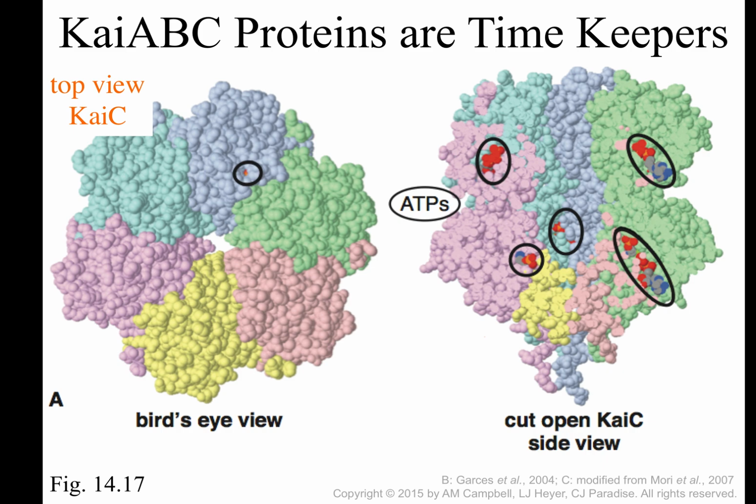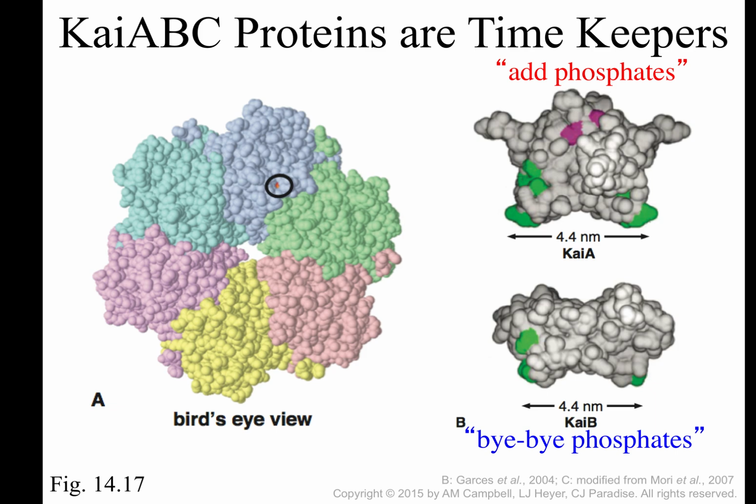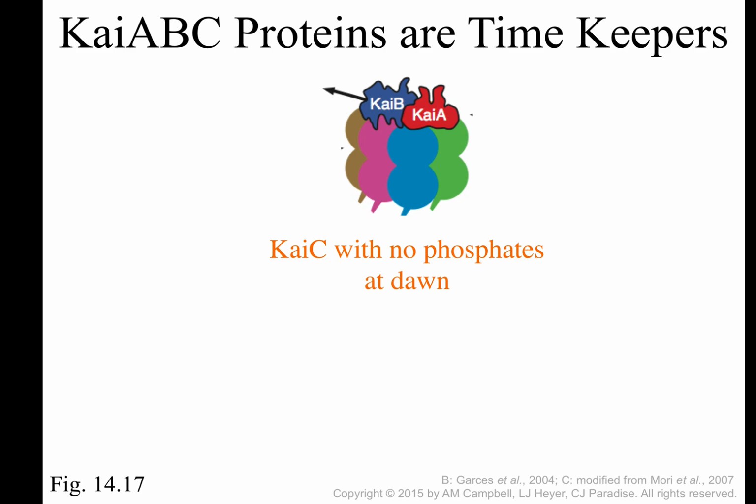And the A, B, and C proteins are important to how this cycle works. We'll walk through that. So you can think of KaiA, the A subunit, as adding phosphates, okay, from ATP, and KaiB as removing phosphates, or B for biphosphates. I know that's pretty hokey, but hopefully it'll help you remember. And they compete with each other throughout the period of a day.